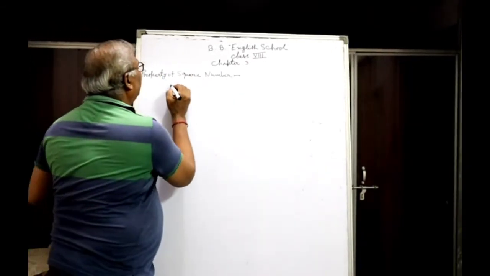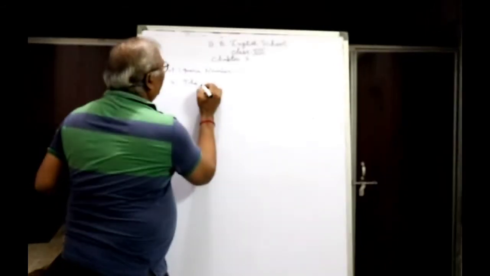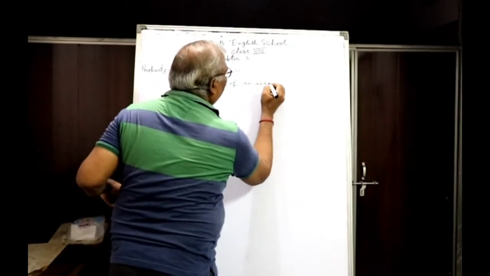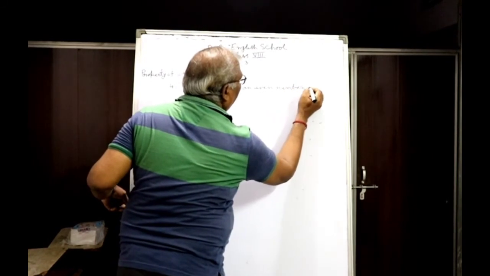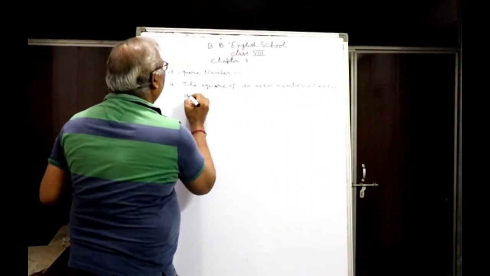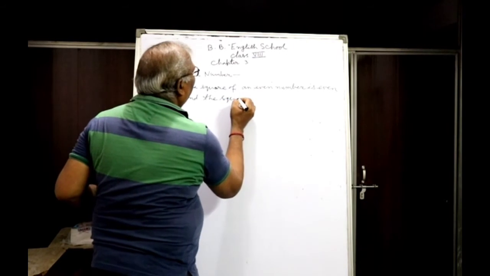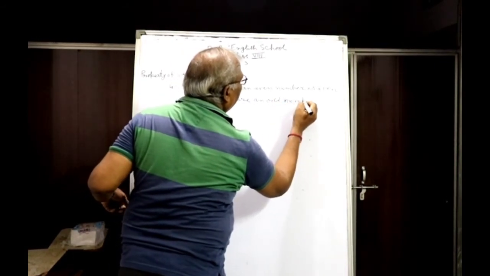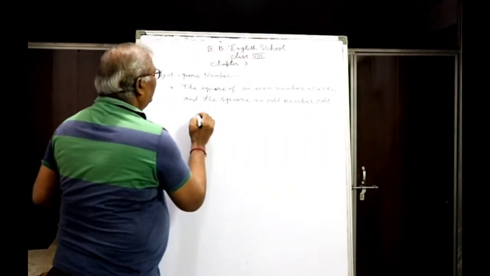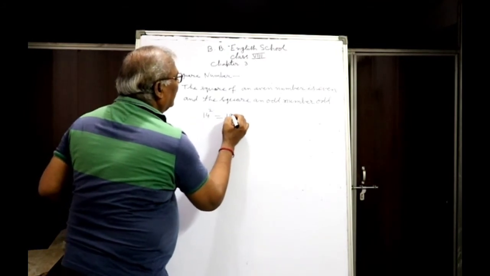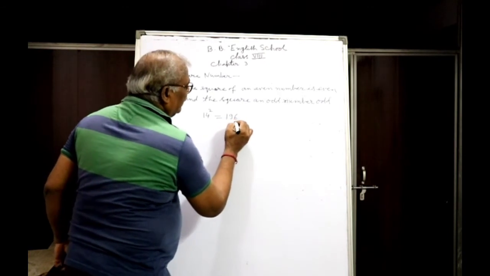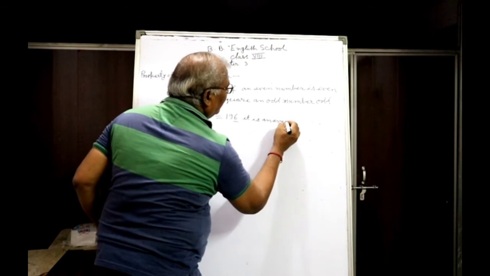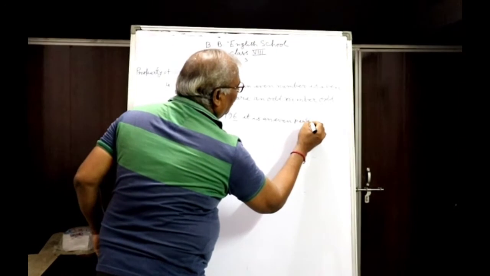Now property number 4. The square of an even number is even, and the square of an odd number is odd. For example, 14 square is equal to 196. This number ends with an even digit, so it is an even perfect square number.